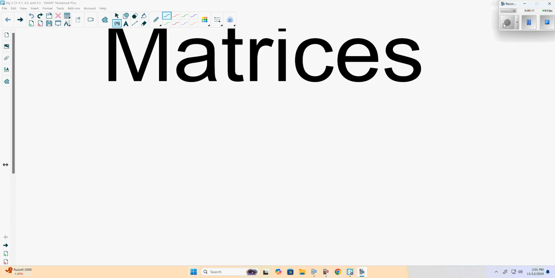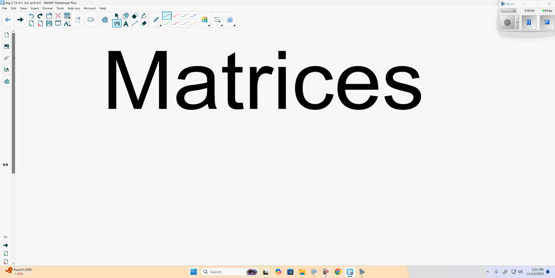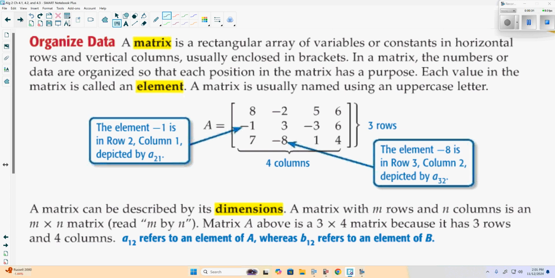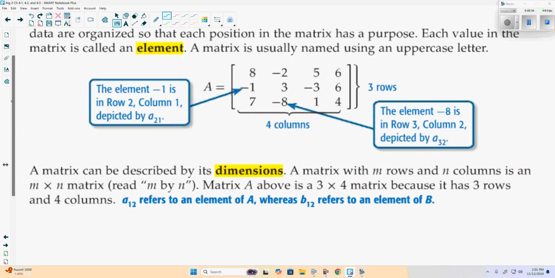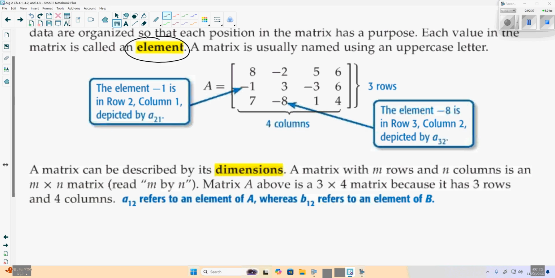So what we're talking about today is matrices. We've talked about matrices before. Now we're going to go a little bit deeper into them, because we briefly talked about them in chapter 1. Now, one of the things that's a little bit new, we mentioned it briefly, is an element. Each number inside the matrix is called an element.